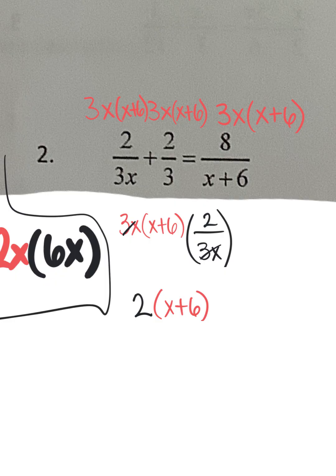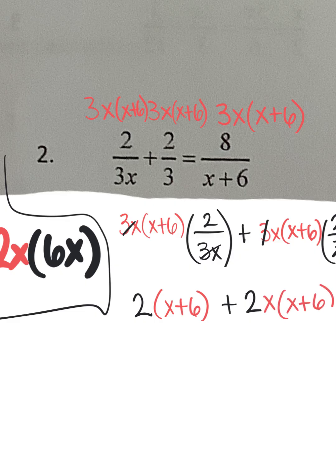So if I multiply the second one by that, 3x times x plus 6, then that 3 cancels that 3, and I still have the 2 that's in the numerator, and I have still x times x plus 6. All right, I had 2 things left over for that one. And then on the last one, last term, we've got on the other side, you're going to multiply by 3x times x plus 6. And you're going to multiply that by the 8 over x plus 6.